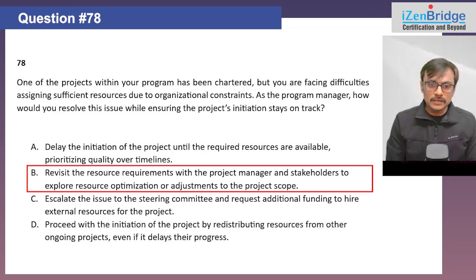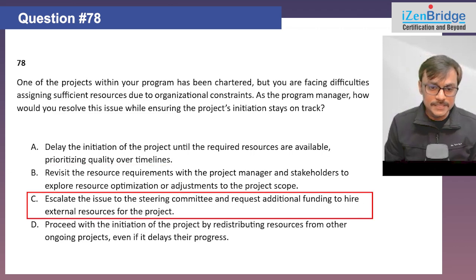Option B, revisit the resource requirement with the project manager and stakeholders to explore resource optimization or adjust the project scope. Yeah, I can do that. So option B is more exploratory in nature. It is saying, let's talk to the project manager and stakeholder to find out what should we do about this situation. Looks good to me.